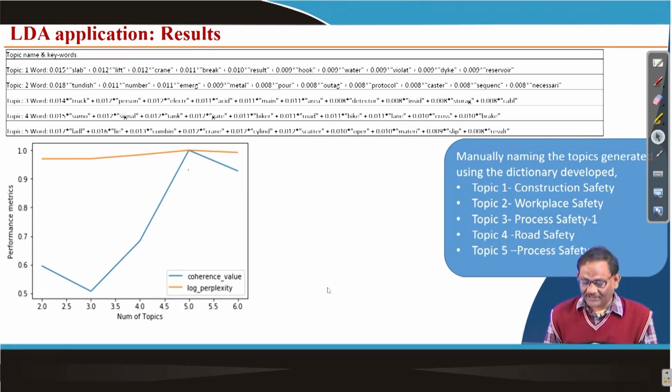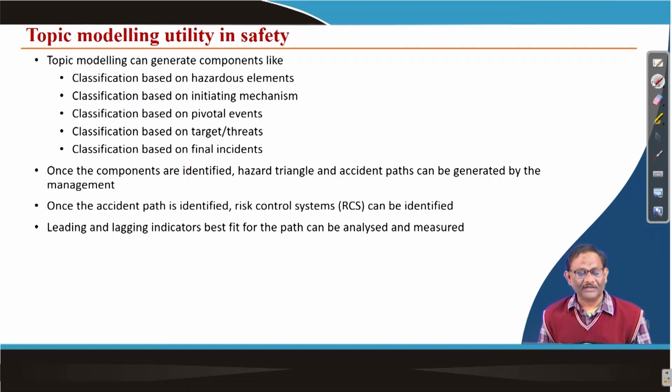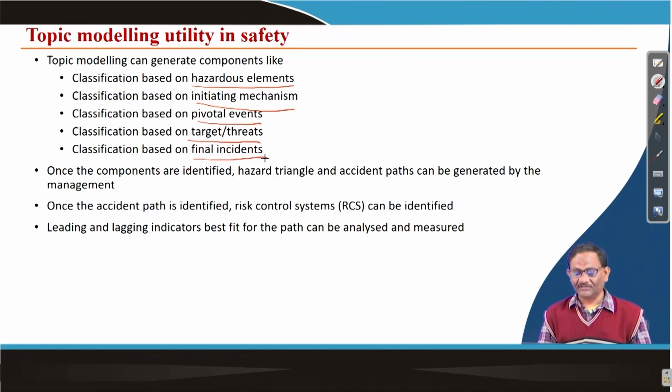So that's very important, another important one which cannot be ignored. Now, in order to understand the utility of topic modeling in safety and risk analytics, I can say that topic modeling basically helps you in finding out the hazardous element, initiating mechanism, pivotal event, target threat, final incident. Similarly, the performance of the control system over time, and other programs.